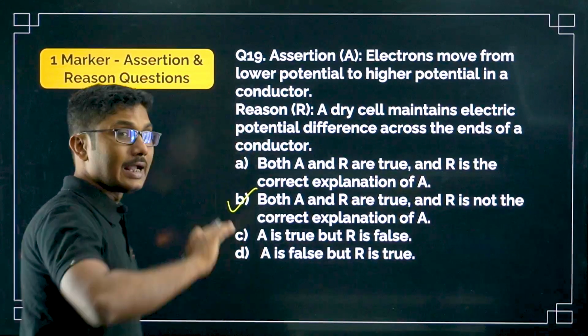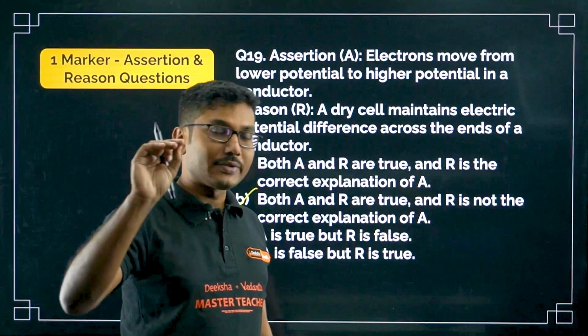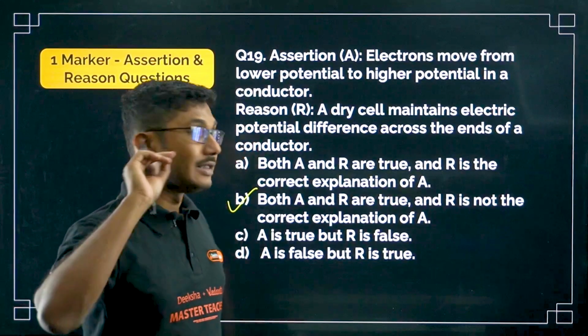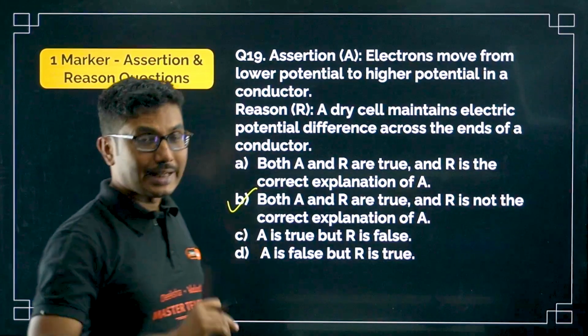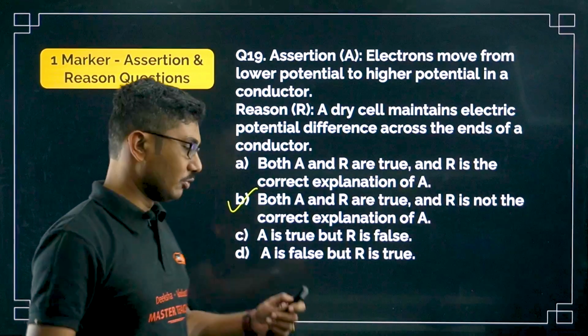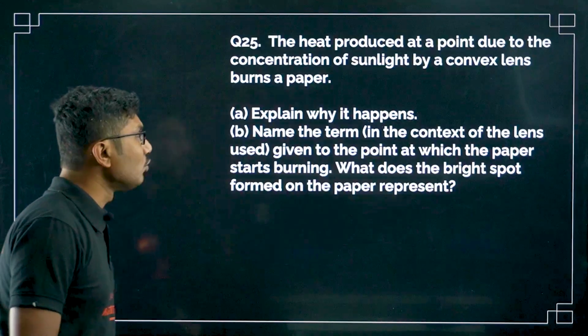As I said, it has nothing to do with the dry cell. If you still have confusion, please check this video once more. You can recap this video and listen to me once more. Now section B, the 2 marker section.